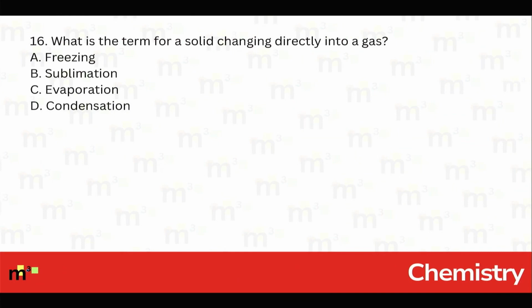Next, number 16. What is the term for a solid changing directly into a gas? A. Freezing, B. Sublimation, C. Evaporation, or D. Condensation. The answer here is B.